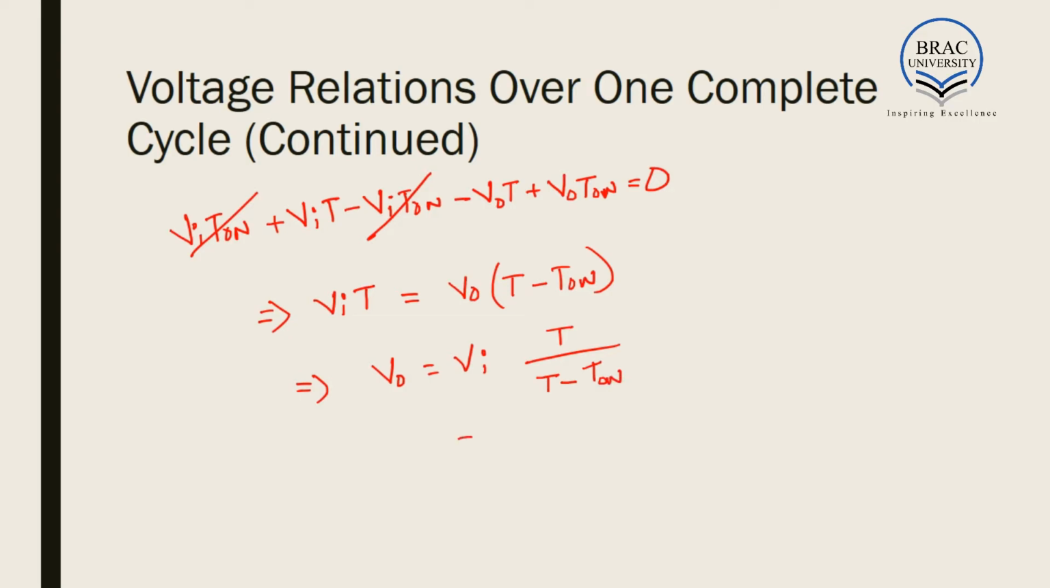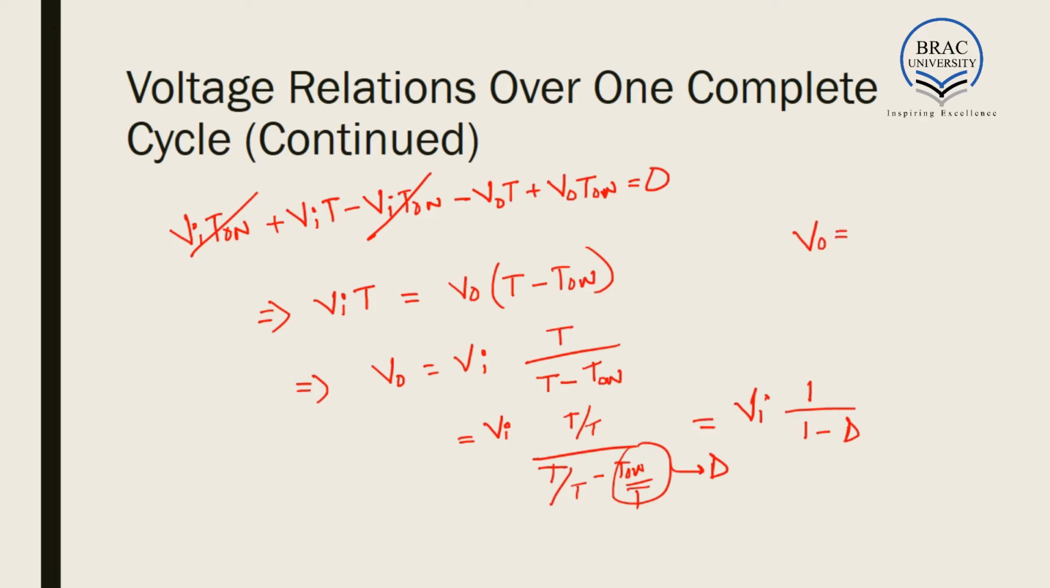If we modify it, what happens? We divide both the numerator and denominator by T. So we get VI times 1 by 1 minus t on by T, where t on by T is equal to D. So 1 minus D. We get the relation V output is equal to 1 by 1 minus D into V input. This is the voltage relation in the case of a boost converter.